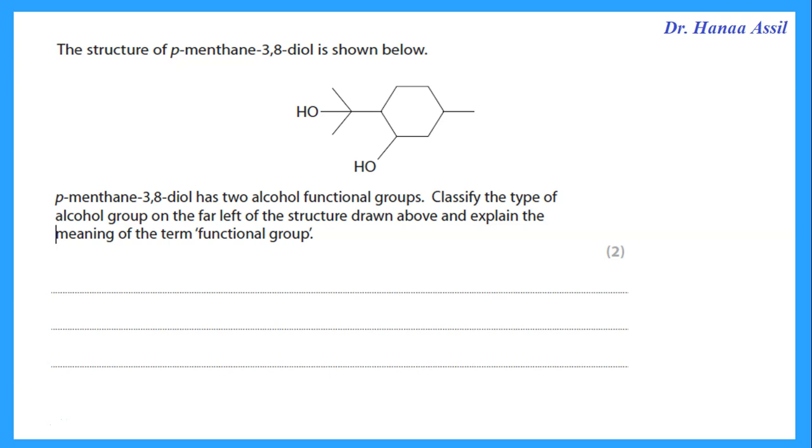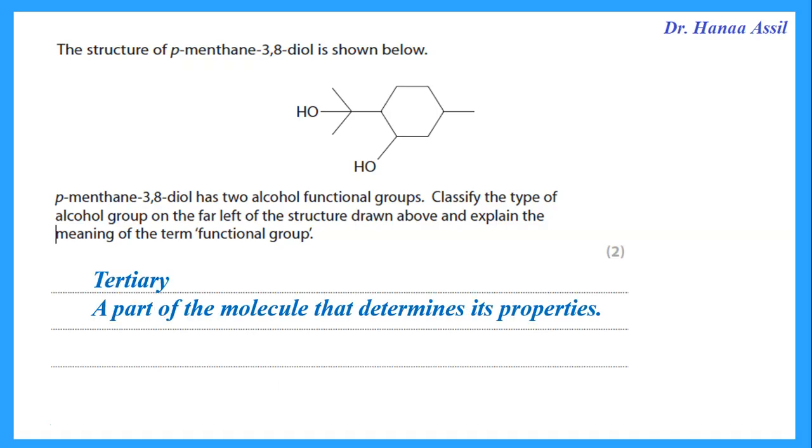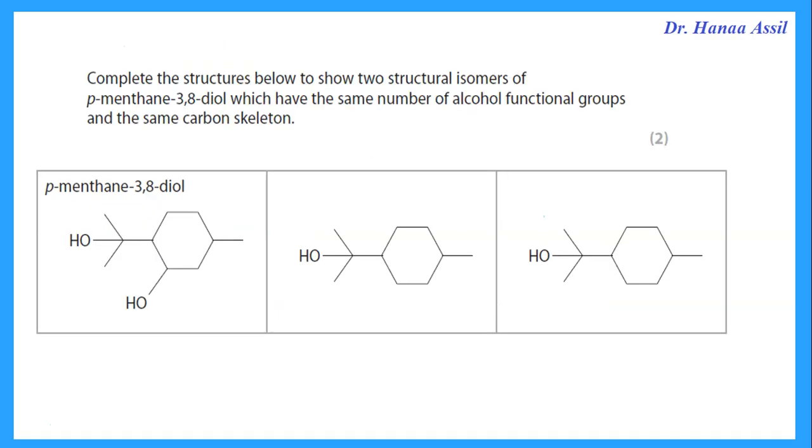Another example, paramenthane-3,8-diol has 2 alcohol functional groups. Classify the type of alcohol group on the far left. The one on the far left is which type of alcohol? That's a tertiary alcohol. Then we're told to explain the meaning of functional group. Remember, a functional group is a part of the molecule that determines its properties.